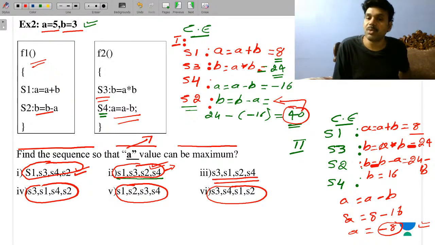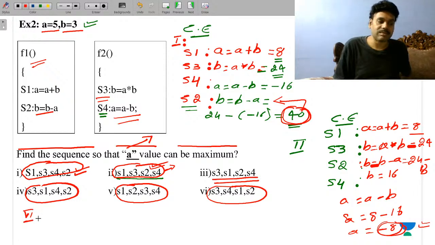So one time you have got 40, one time you have got this value. If I execute, for example, let us execute the sixth case, what will happen? First I am executing S3. What is S3? B is equal to A star B. So A star B is nothing but it is going to give you 15. S3 itself is going to give you 15 first of all.